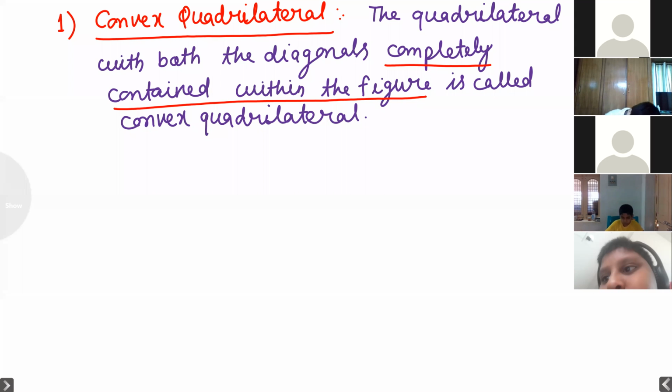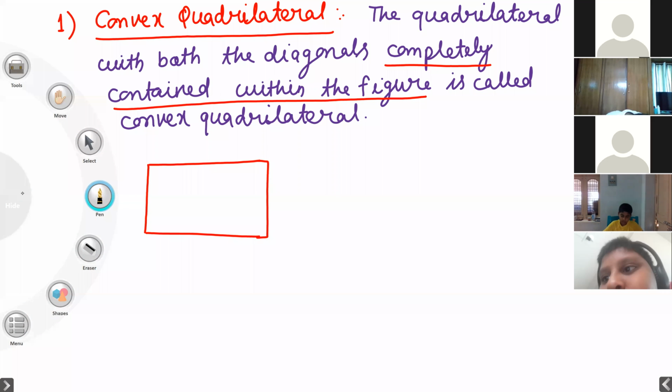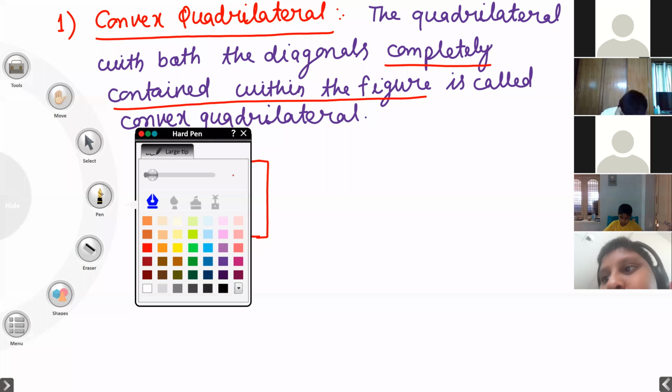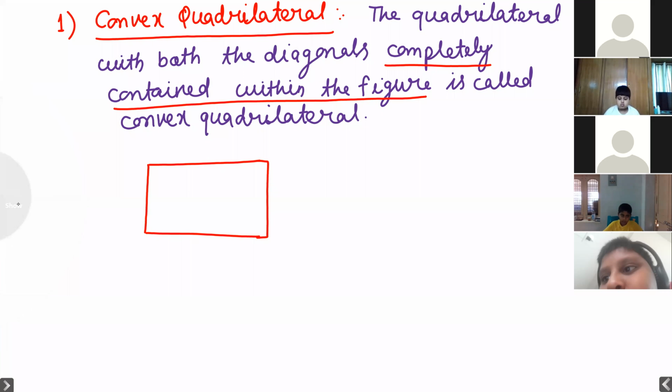Suppose I have drawn one figure. This is looking like a rectangle. If I want to draw a diagonal, will the diagonal exist inside or outside? The diagonal will exist inside. Why diagonal? When we are joining two opposite vertices, that is called a diagonal. In this rectangle, you are observing both the diagonals completely contained within the figure. This is called a convex quadrilateral.